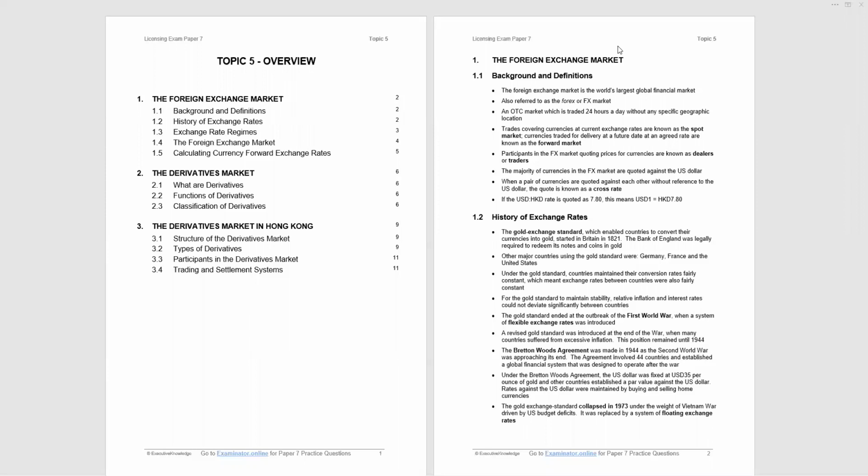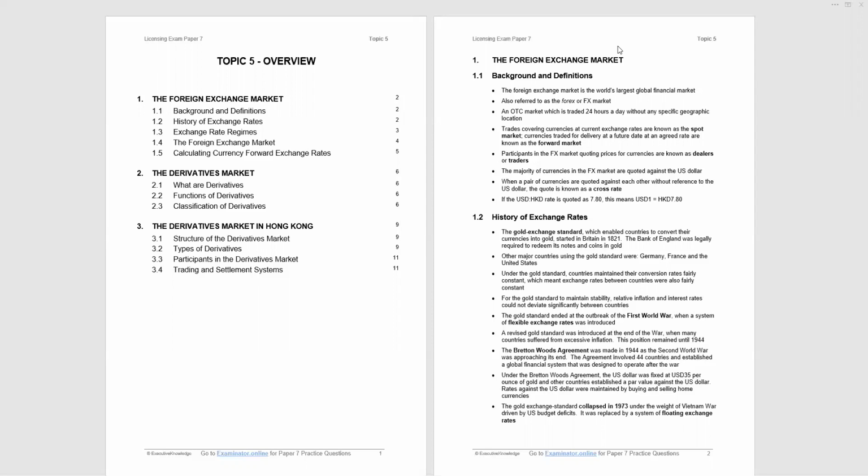Some of the material is highly examinable, some of the material is background, and I will make the distinction as I go through. Section 1.1, note we see a lot of this coming up in questions, so let's go through the background definitions. Foreign exchange market, the world's largest global financial market. As we'll see, it's an over-the-counter market. It's also referred to as Forex or FX market. As I said, it's an over-the-counter market. It's traded 24 hours a day, and there is no headquarters. There's no specific geographic location.